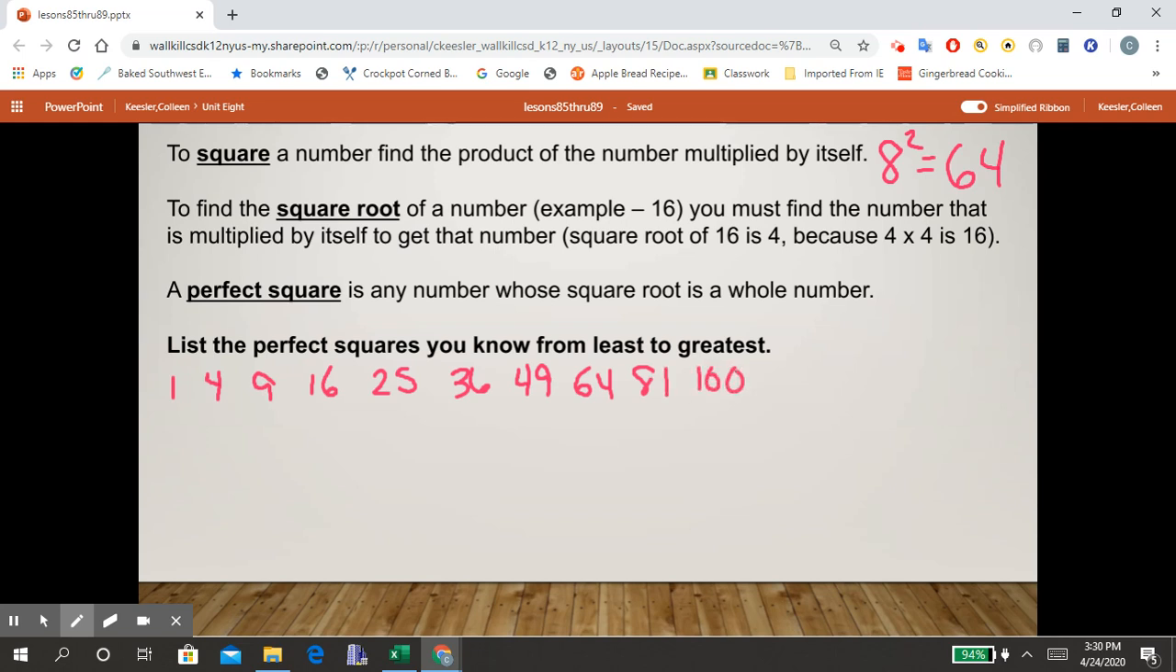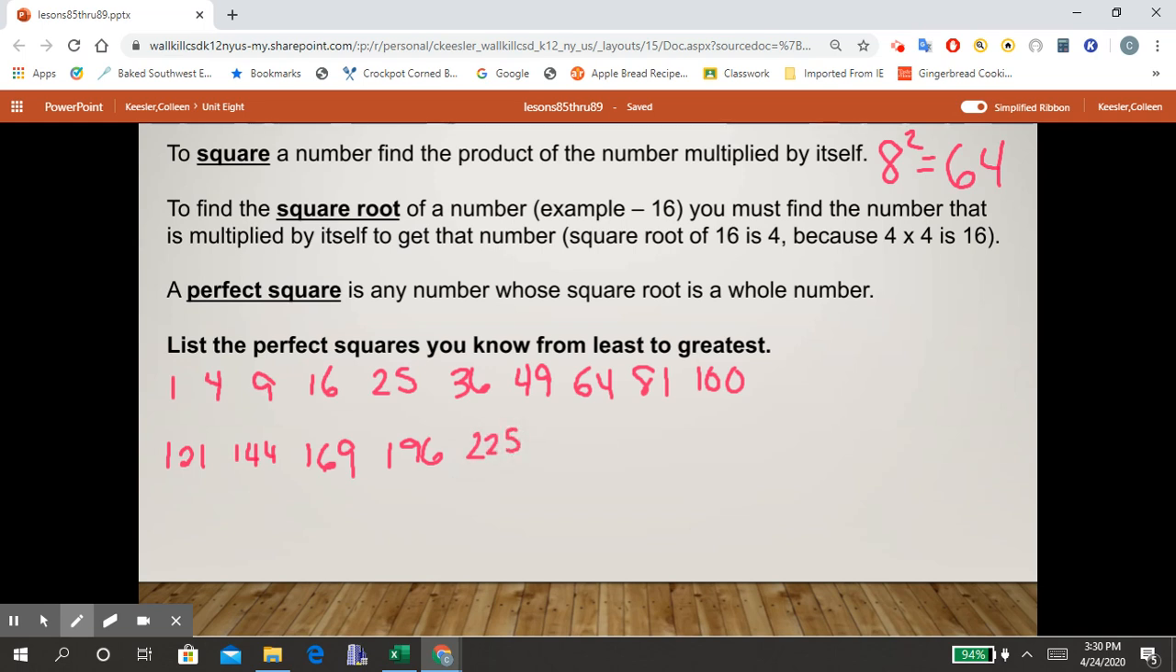Now, I'm sure you all know those ones by heart. Going past that is going to be a little bit harder, and I really want you to know up to 20 times 20. So let's just keep going. 11 times 11 is 121. 12 times 12 is 144. 13 times 13 is 169. 14 times 14 is 196. 15 times 15 is 225.